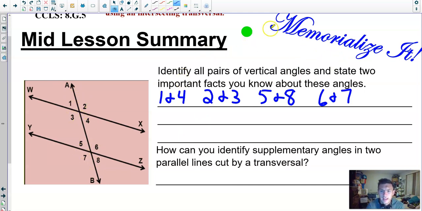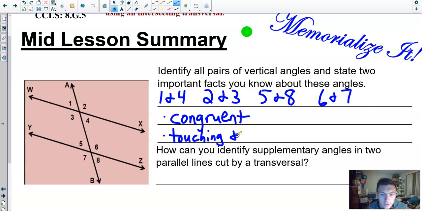State 2 important facts you know about these angles. 1, they are congruent. Remember, congruent is a word that means equal or the same measure. Fact number 2 is that they are touching and across from each other.